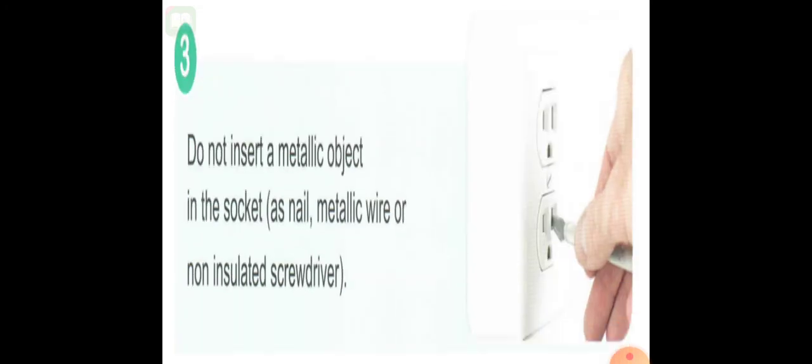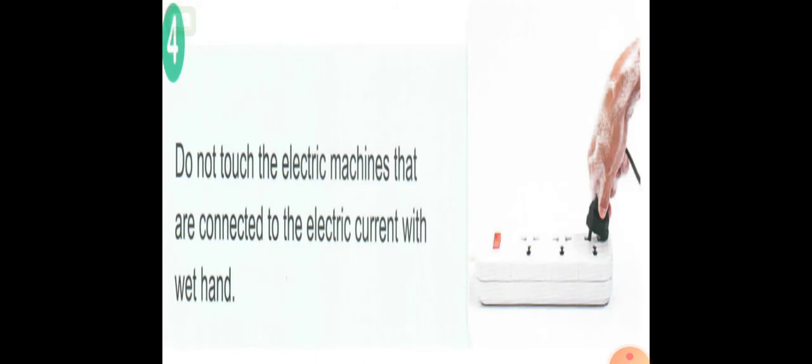Number 3, don't insert a metallic object in the socket, such as a nail, metallic wire, or any non-insulated screwdriver. Why? Because it may cause an electric shock for you. Number 4, don't touch the electric machines that are connected to the electric current with wet hands. You know that water is a good conductor of electricity, so it's very dangerous and it may cause an electric shock. Number 5, don't play with the electric connections. It's very dangerous. It may cause an electric shock.